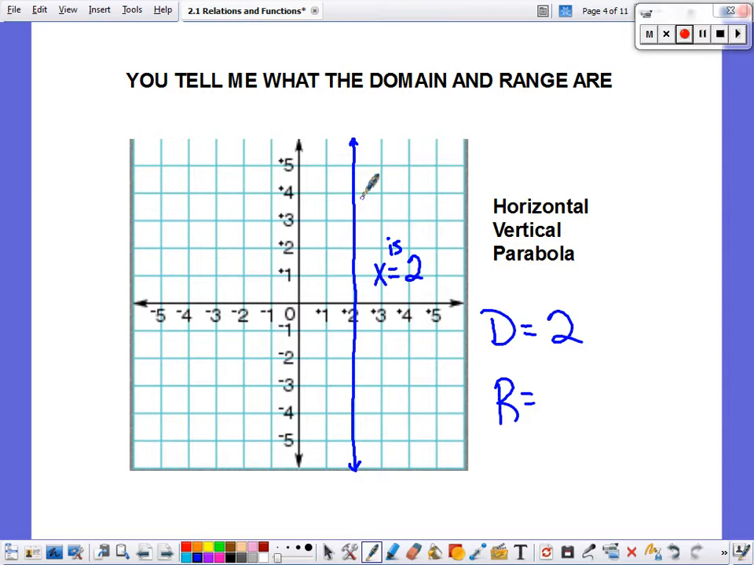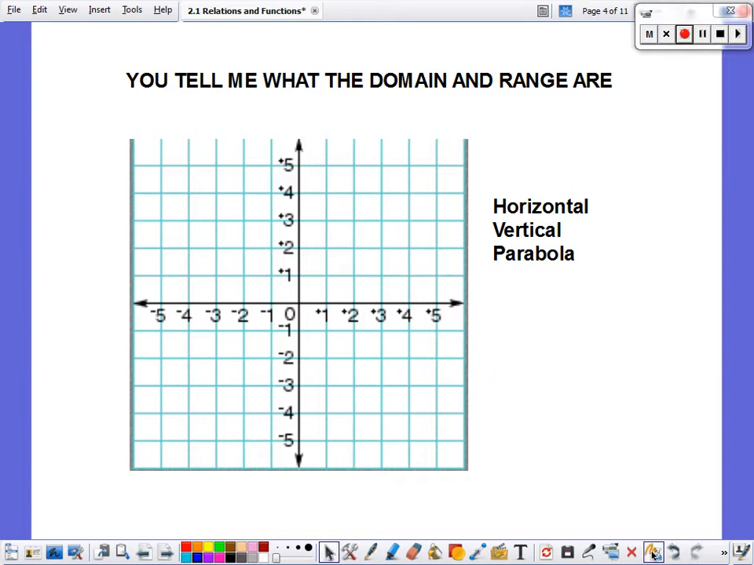Range, how far up and down does it go? Well, it goes up forever, it goes down forever. This one's your all reals. If you used interval notation, which we've talked about, here's how you do an interval notation. Negative infinity to infinity. So if you want to use some of that type of notation, that'd be wonderful. You can do that, and no problem.